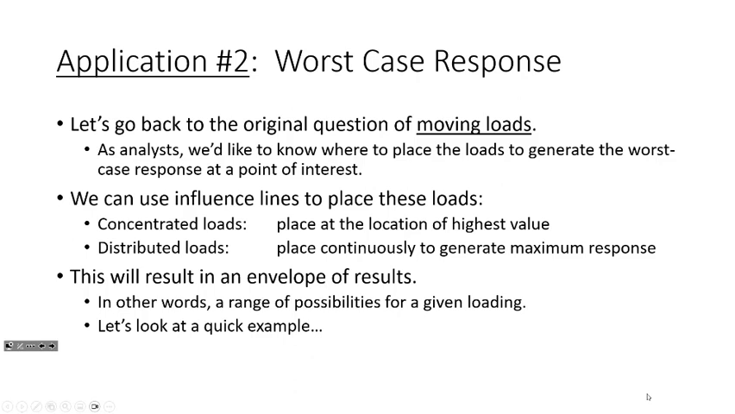Okay? So if we have a structure that is subjected to loads that move, we need to know the worst case loads to design for. Well, that's where influence lines come into play. So if we have concentrated loads, I propose that we place those loads wherever the highest value is on the influence line. And if we have distributed loads, we just place those everywhere that we need in order to generate a maximum response. And what that's going to generate is what's called an envelope of results. I've mentioned this term before, but an envelope is just a range of possibilities for a given loading at a particular point.